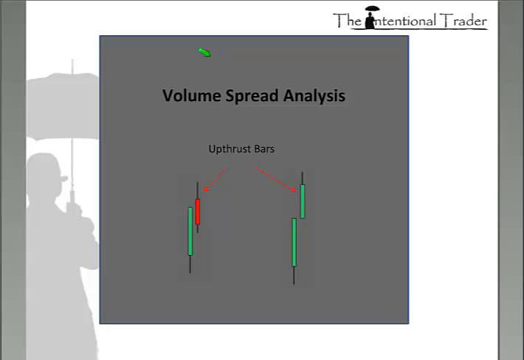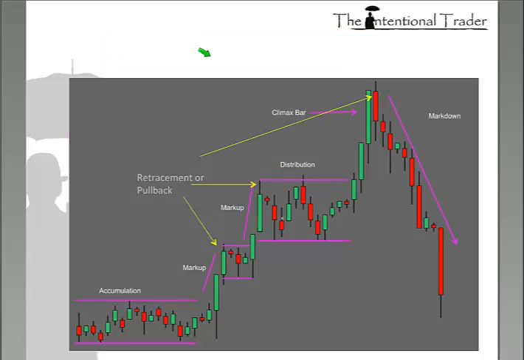Up thrust bars. Okay, I mentioned when these up thrust bars happen. Remember, after accumulation, we'll be breaking out of the range that we've been trading in with an up thrust bar. Now, an up thrust bar can close up or down, but the high of the bar is going to thrust higher than the high of the previous bar. Okay? So this will be an up thrust bar after accumulation. These are our up thrust bars. Okay?